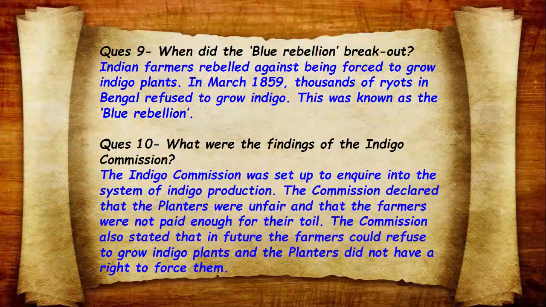The Indigo Commission was set up to inquire into the system of indigo production. The commission declared that the planters were unfair and that the farmers were not paid enough for their toil. The commission also stated that in future the farmers could refuse to grow indigo plants and the planters did not have a right to force them.